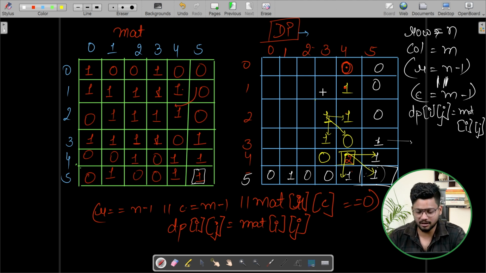That's so I think the approach might be very clear. Okay, let's do one more time. If it is a 1, then you can see over here we have to find the minimum of this. What is the minimum? 1. We have to add one more, 2.